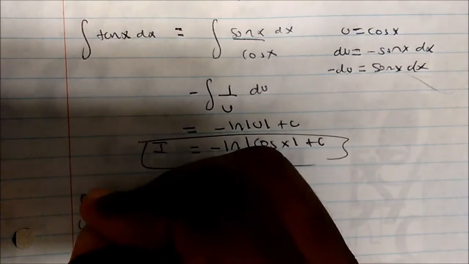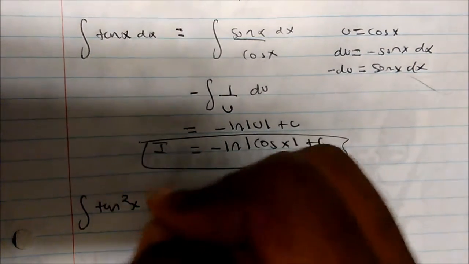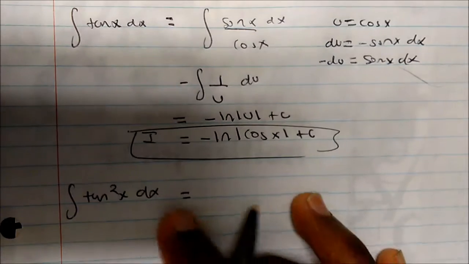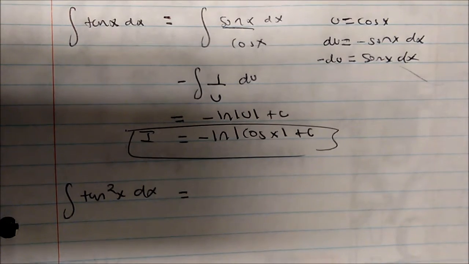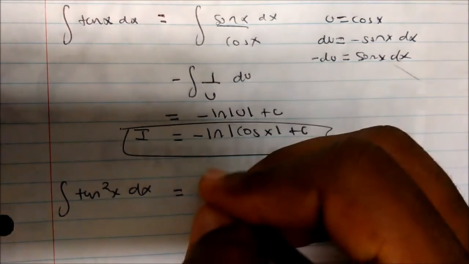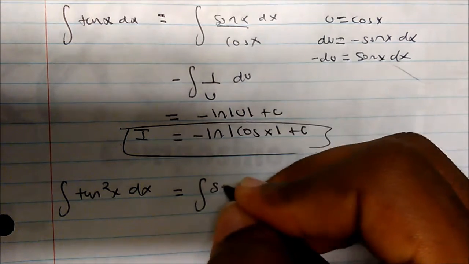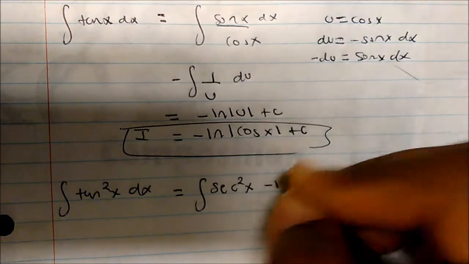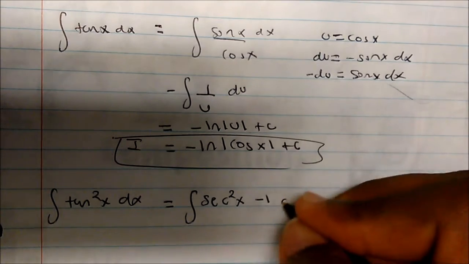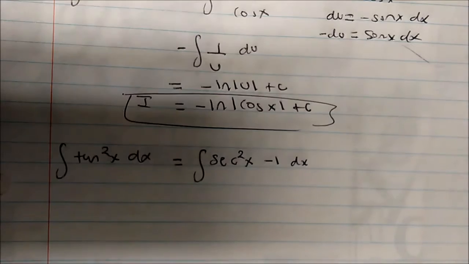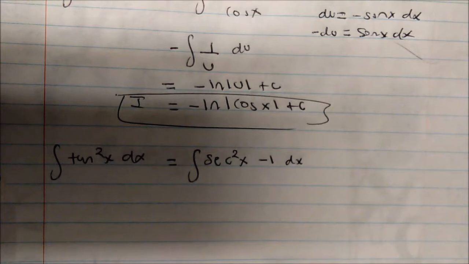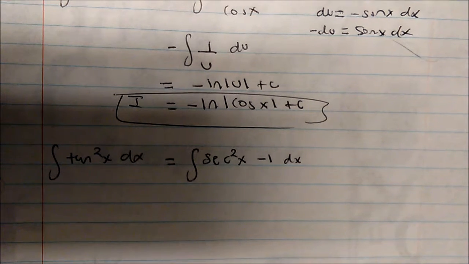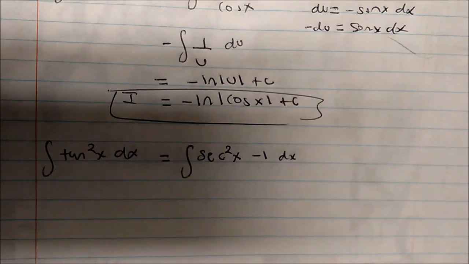Sorry about that. So let's look at the integral of tangent squared of x dx. Okay, for this one, you've got to use what is called the identity. Essentially, we could rewrite tangent squared of x as secant squared of x minus 1 dx. So this is the same thing, and this now becomes a very easy integral.